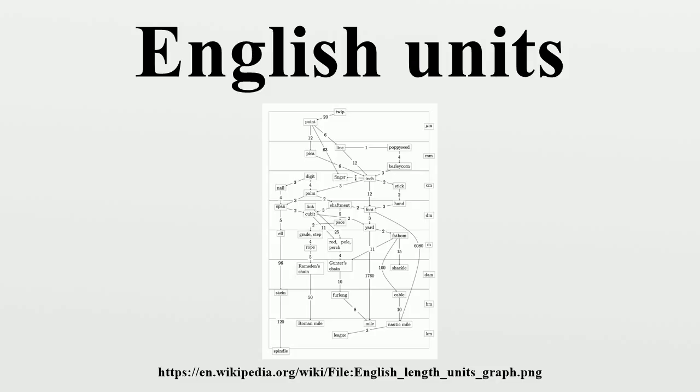Apothecary grain equals 64.79891 milligrams. Scruple, 20 grains. Dram, 3 scruples apothecary equals 60 grains. Ounce, 8 drams apothecary equals 480 grains. Pound, 5,760 grains equals 1 pound Troy.